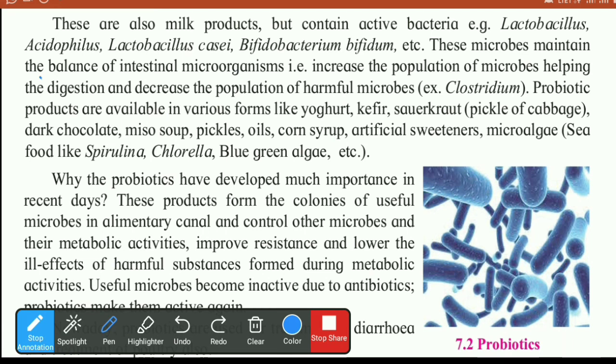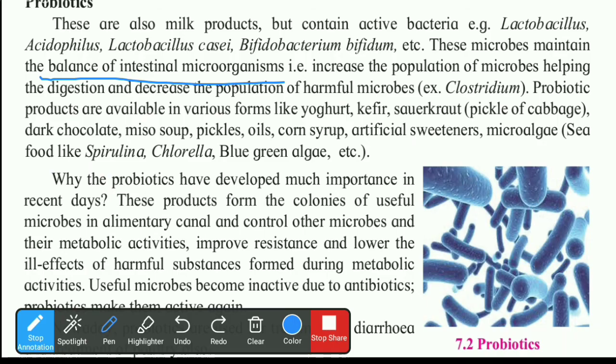These microbes balance the intestinal microorganisms and increase the population of microbes, helping digestion and decreasing the population of harmful microbes. So when we eat a milk product having properties like a probiotic, containing a certain type of bacteria, that bacteria kills the harmful bacteria, and it helps increase the population of microbes which help in the digestion process. We need many microbes for the digestion process.